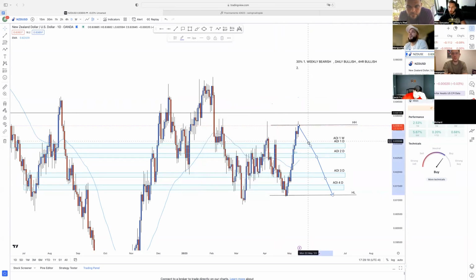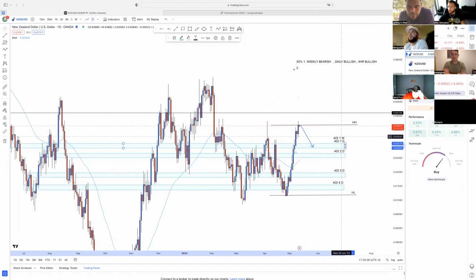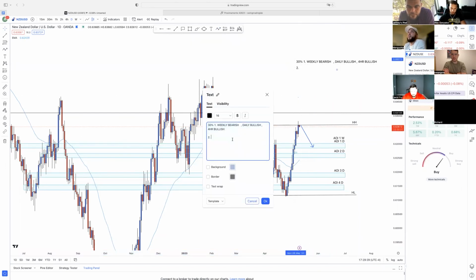So let's just say we are here, right? Let's say price is at this point right here. Where are we at? We are at weekly area of interest and daily area of interest. Well, we got to write that down. At weekly area of interest, 1, 3. At daily area of interest, 1.